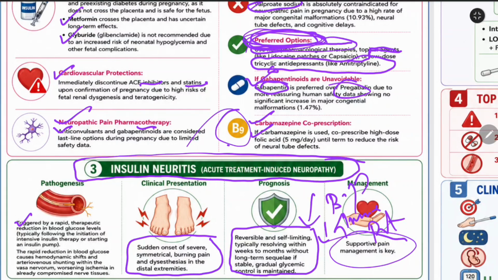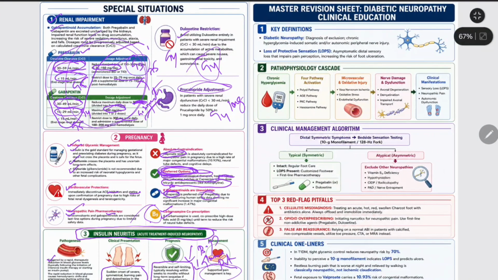You should not decrease the dose, but if the patient has diabetic retinopathy, then you should gradually reduce the HbA1c. But if there is no retinopathy, then for neuropathy, insulin neuritis or acute treatment induced neuropathy, you should not reduce the dose, just treat it symptomatically. So the special situations are renal patients, because these patients already have diabetic kidney disease and diabetic eye disease also. In pregnancy, you can't use these drugs, except TCAs and gabapentin as the last option.